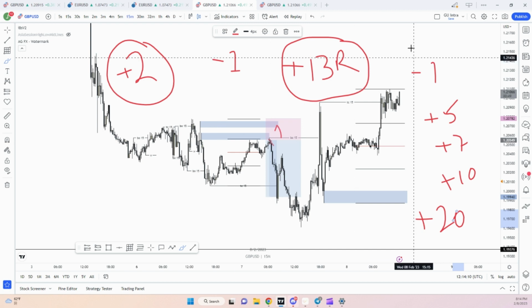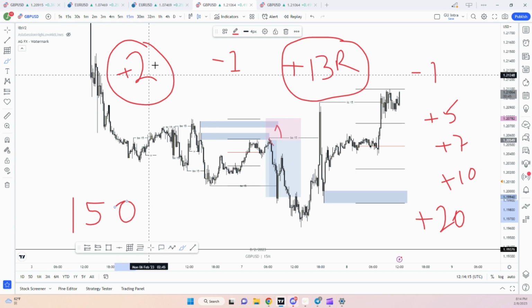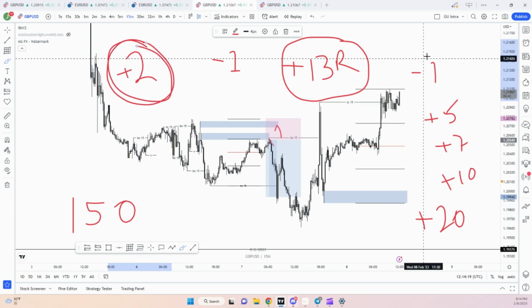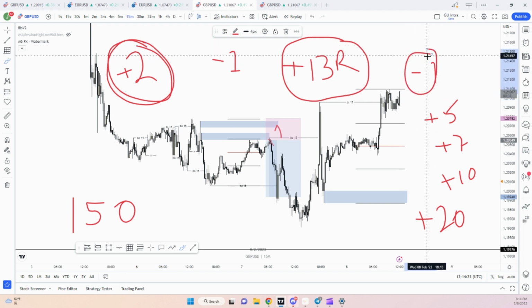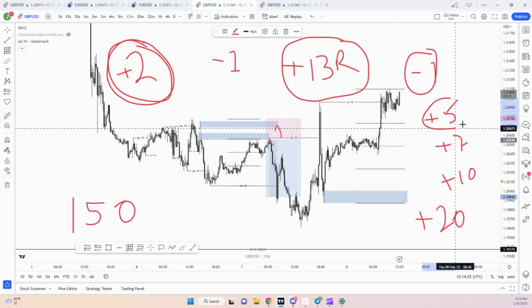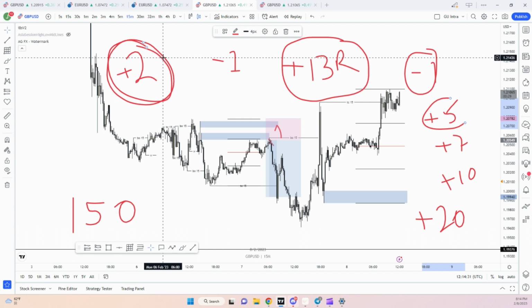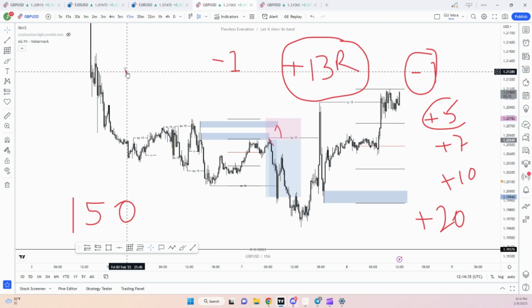So over the course of, let's say, 150 trades, what do you think is going to be more profitable? You taking +2s, or you taking, say, a 50 or 60% win rate with a couple of -1s, but all of your winners are above 5R? Do you see what I mean? So just some food for thought there. This is literally only using the 15-minute time frame as well, so it's super simple.